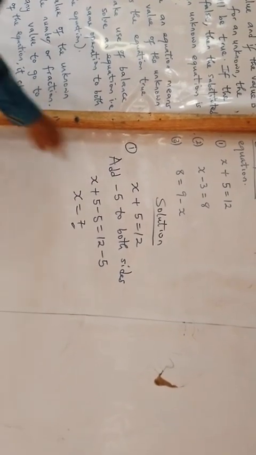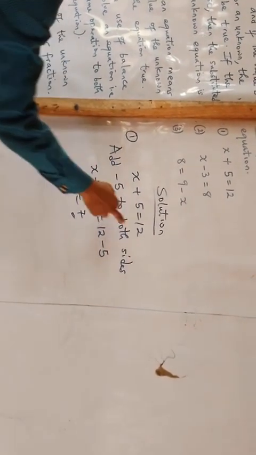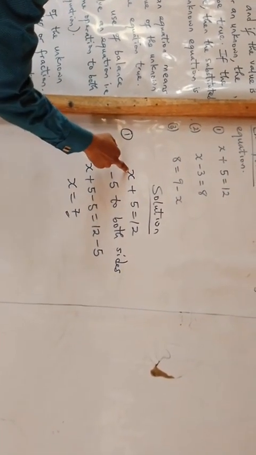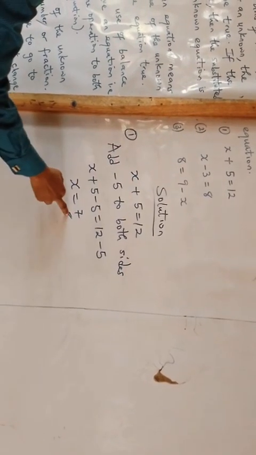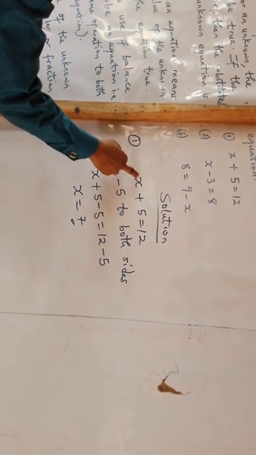How will I know whether I'm right or wrong? We have s plus 5 here, which is equals to 12. By the time I substitute the value of s, which is equals to 7, into this equation, I have 7 plus 5, the answer will be 12. So that means I'm correct.